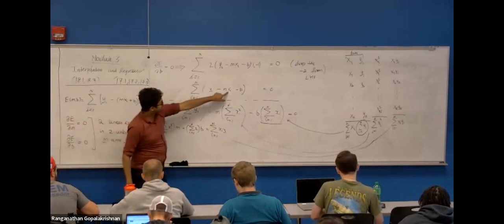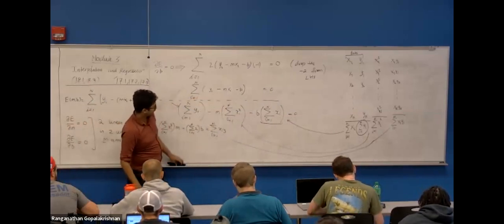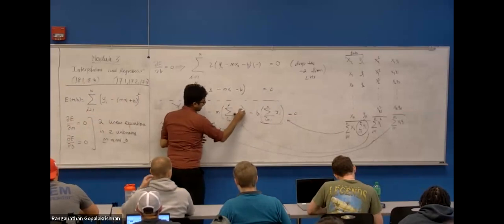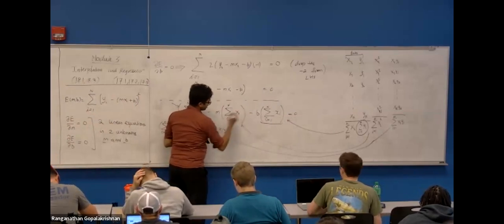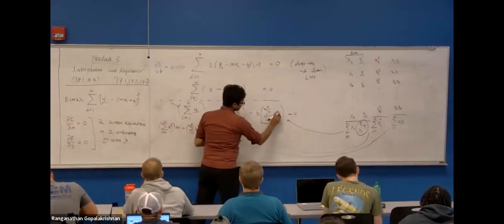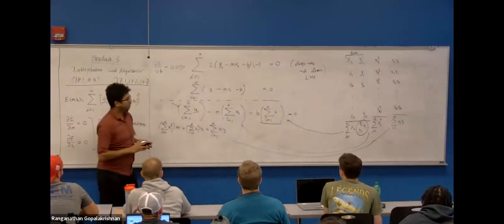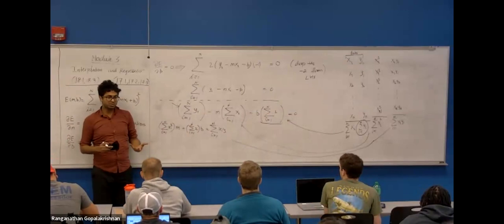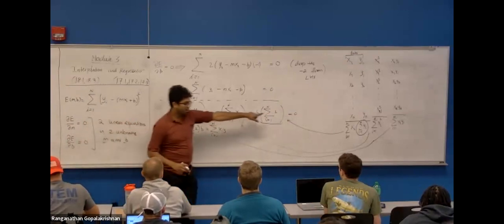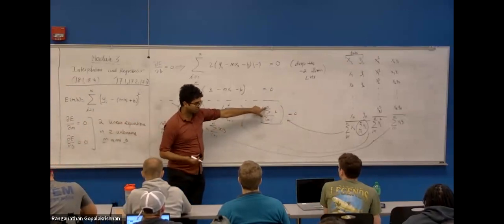And then what is this? Minus m times, now that's not x squared but x, sigma xi, and then b times sigma of one. What is b times sigma of one, or counting b n times? It'll just be n, right? It will be the number of times you count it.